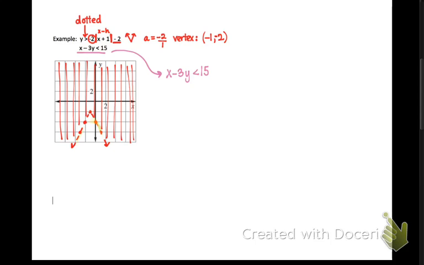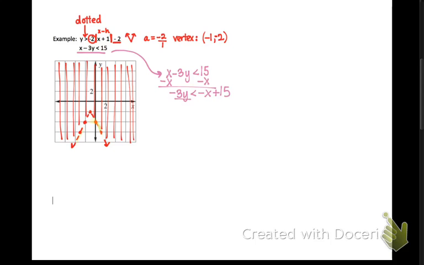This is not ready to graph yet because it's not in slope-intercept form. So we've got to do a little bit of work. We'll start by subtracting x from both sides. That leaves me with -3y is less than -x plus 15.